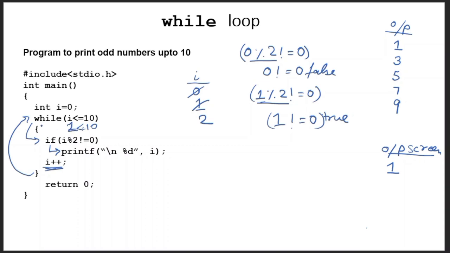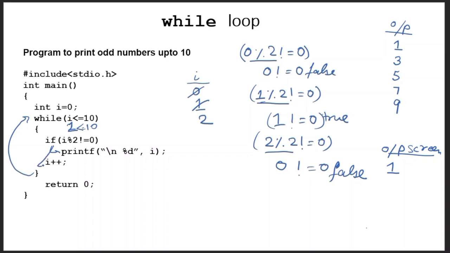Since the condition is true, again we enter the body of the while loop and repeat the same thing, that is, we check whether i modulo 2 not equal to 0. What is the value of i? 2 modulo 2 not equal to 0. 2 modulo 2 is 0, because 2 is divisible by 2. So 0 not equal to 0 is false. We will not enter the body of the if condition because it is false, so we execute the next statement, that is i plus plus.